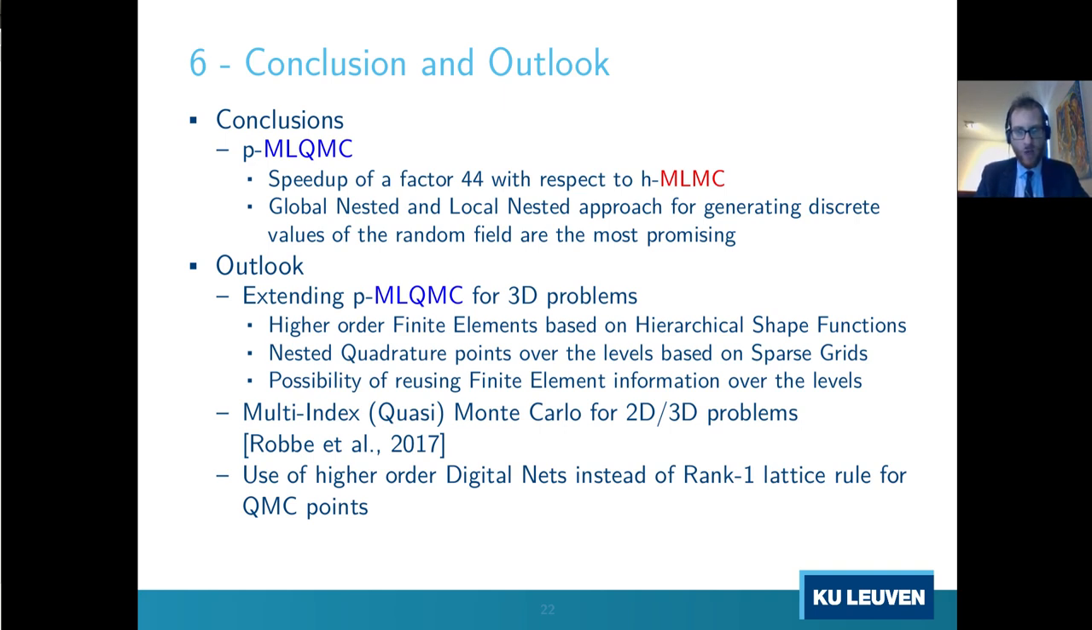Future-wise, we'll convert it to multi-index Monte Carlo so that you adaptively refine in p and h at the same time. This is the next step, and we'll also use higher order digital nets instead of rank-1 lattice rules for the generation of your QMC points. We suspect that there's also a gain to be found there.